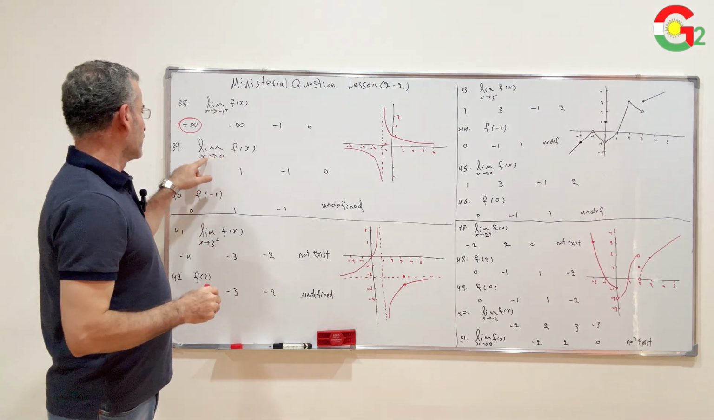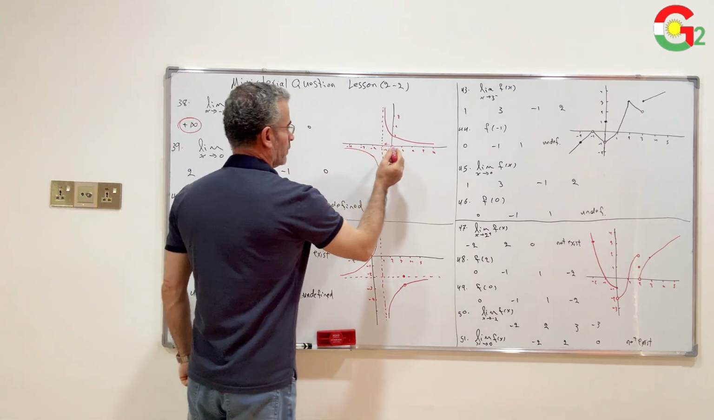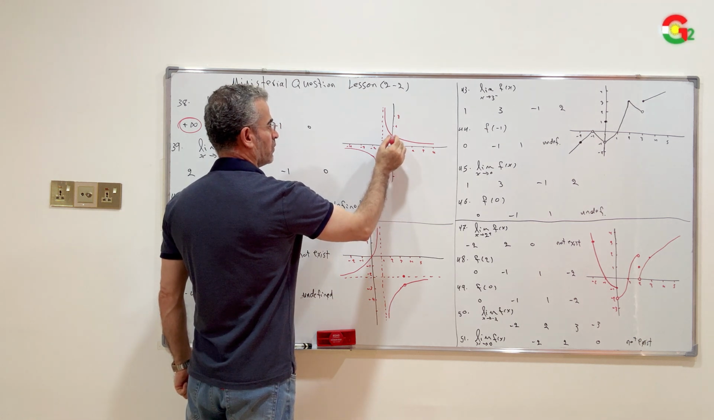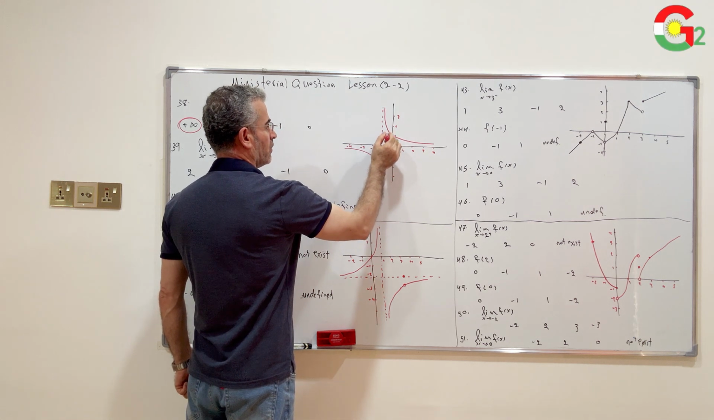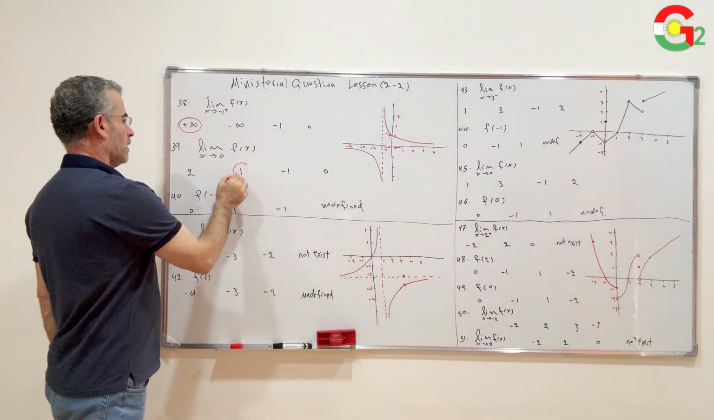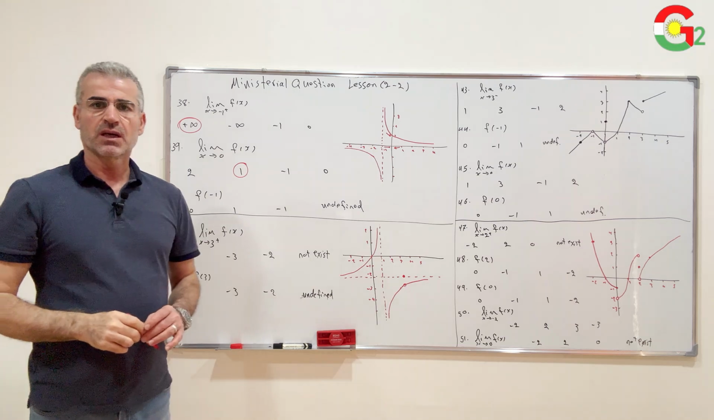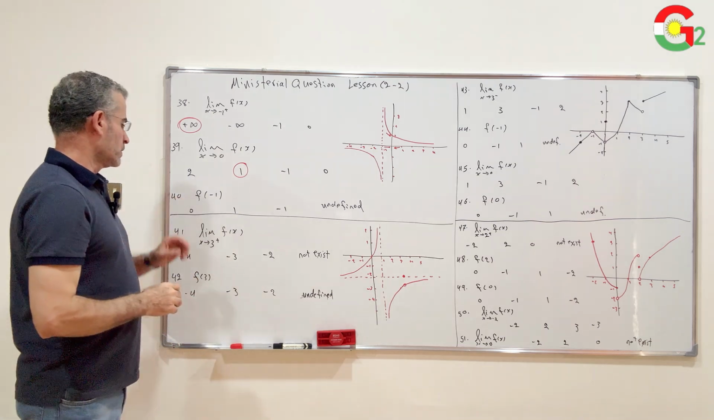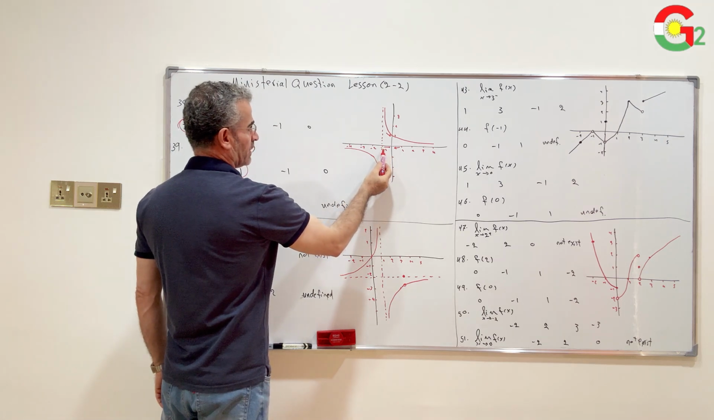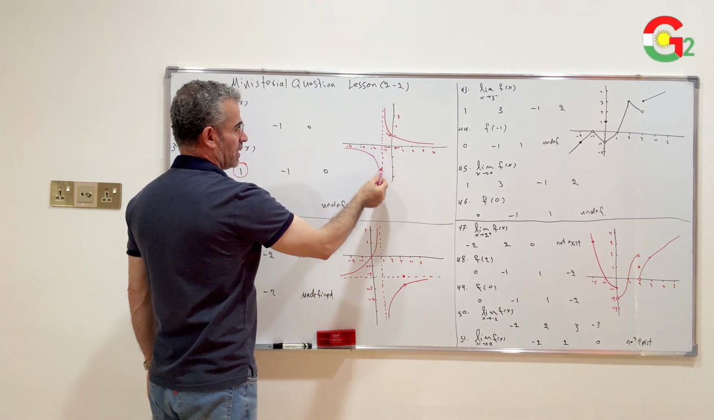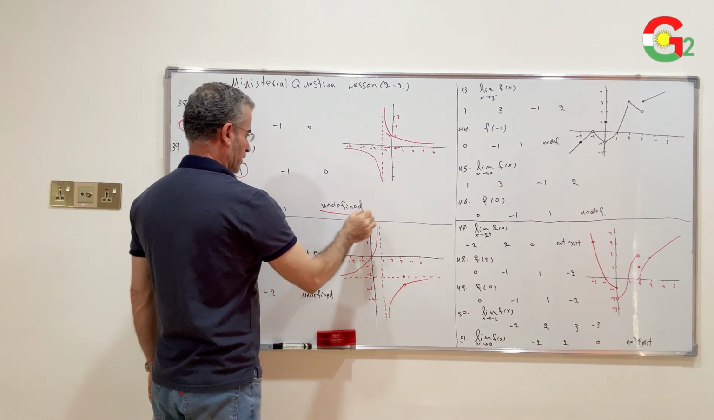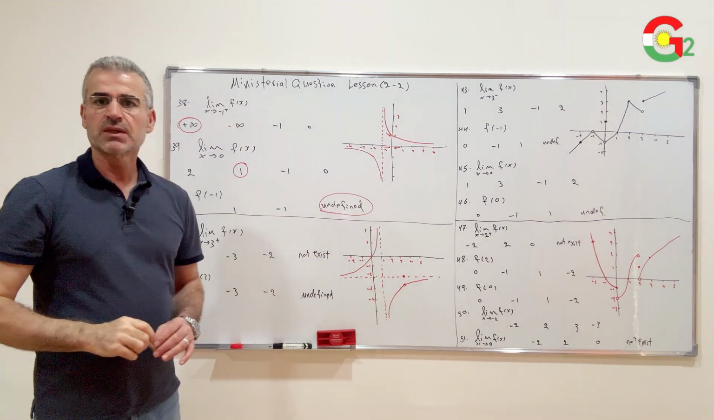Limit f of x when x approach to 0. When x approach to 0 from right, f of x goes to 1. From left, also f of x goes to 1. Then the limit is 1. Question number 40, f of -1. As you see, at -1, there is a vertical asymptote and the function is undefined. Choice D.